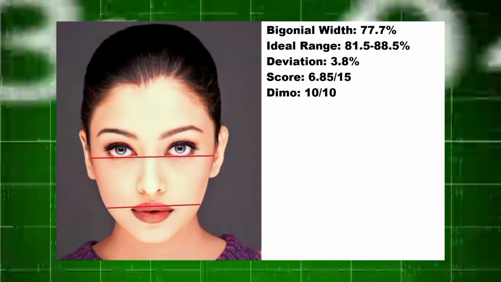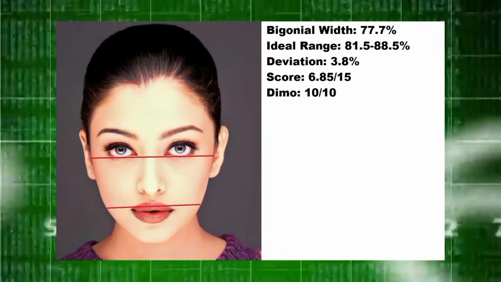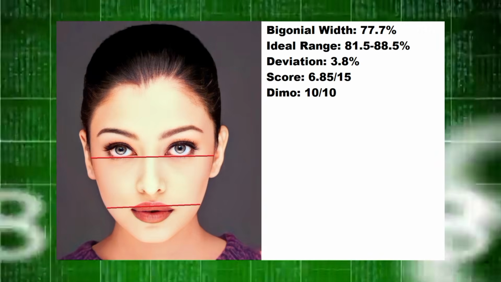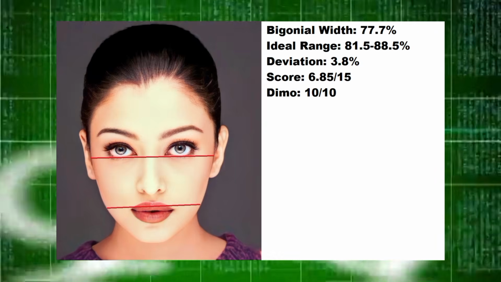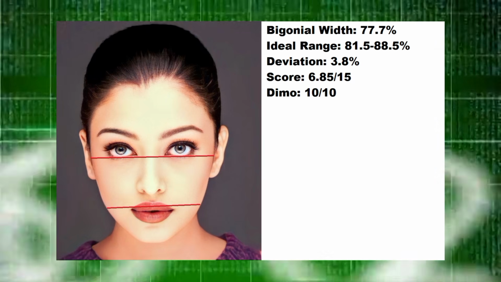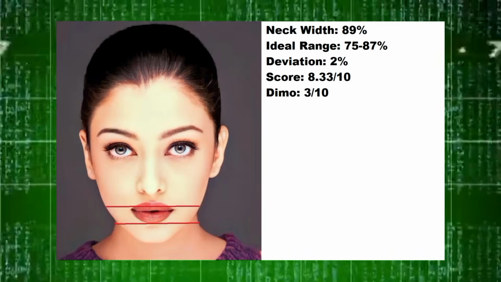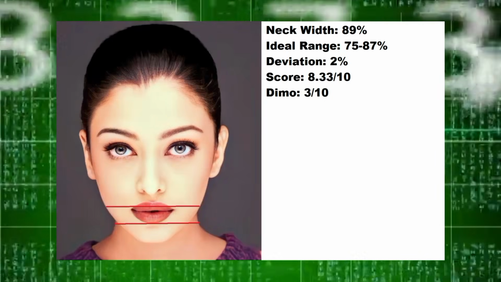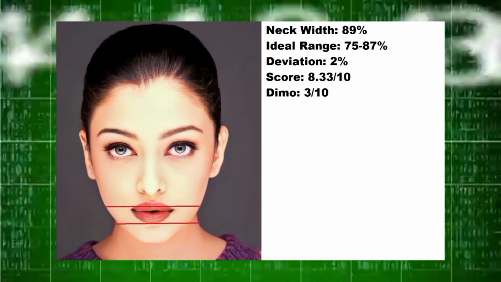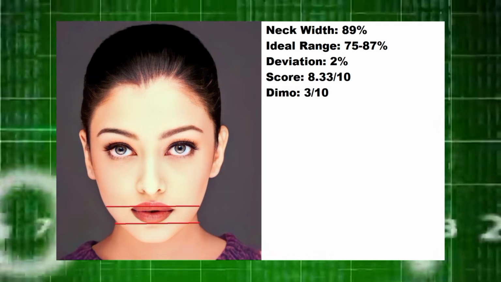This gives a slightly surprised or overly lifted look rather than the calm, balanced feminine brow. Her bigonal width is 77.7% of her zygomatic width, but ideally, it should be between 81.5 and 88.5%. That means her jaw is a bit narrow compared to her cheekbone width. This adds femininity but reduces lower face balance slightly. Her neck width is 89% of her jaw width, which makes her neck look a bit wider because the jaw itself is narrower. It slightly softens her jawline visibility from the front.